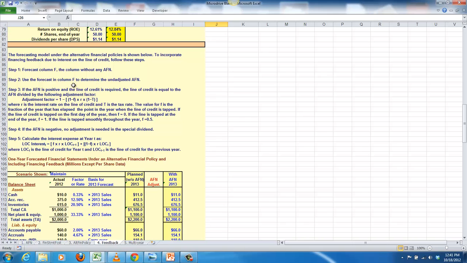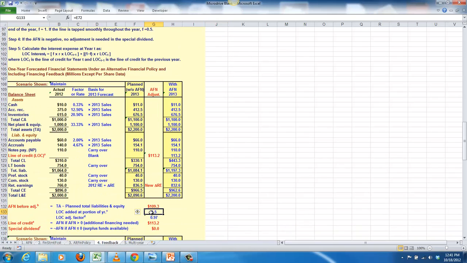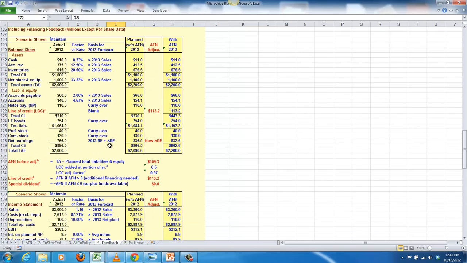Okay. So that's what we're doing there. Down below, if we put in 0.5, and actually that goes up to here. So when we add it during the year, if we put in 0.5, we get an adjustment factor of 0.97. So what we have is 1 minus, this is that F, okay, multiplied by C148.